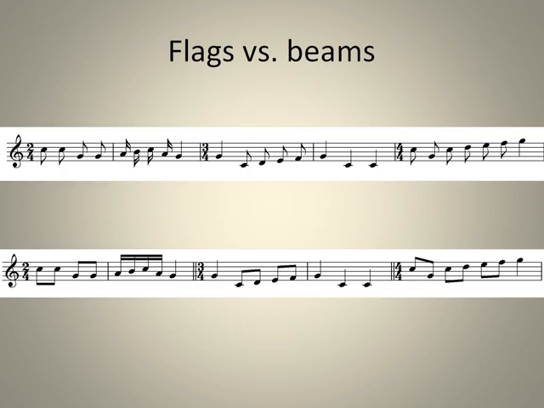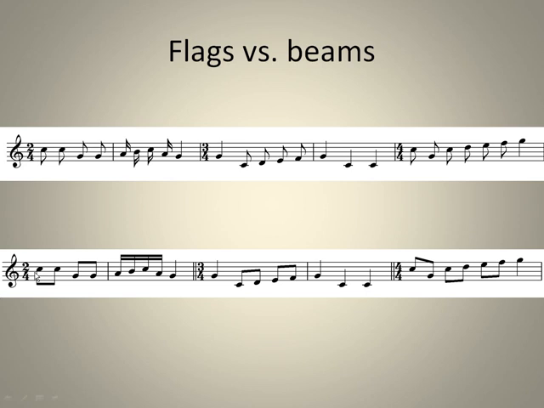Here are a few of our short melodies from earlier in the lesson. On the top line, I've rewritten them with flags. Now there's nothing inherently wrong with this. If you look at the second line, you can see that beaming clearly groups the notes together in such a way that the underlying meter is clarified. Put another way, notes that constitute divisions of the beat are linked together to clarify the beat.